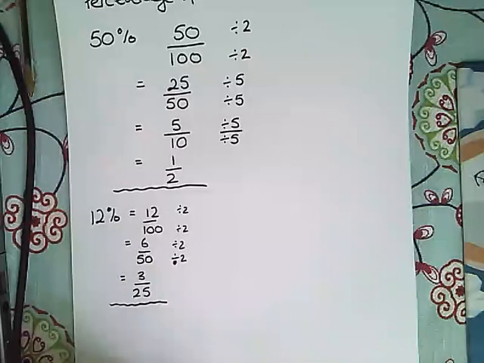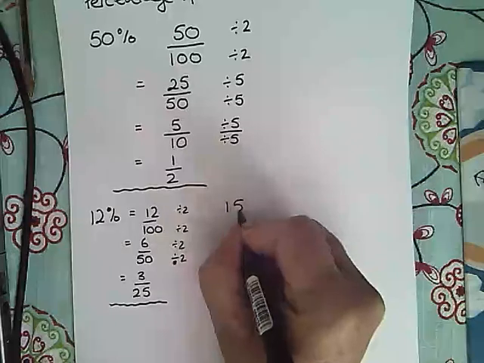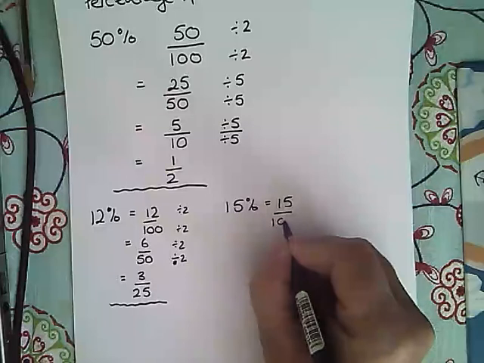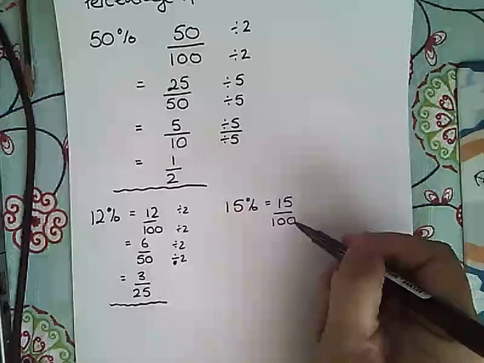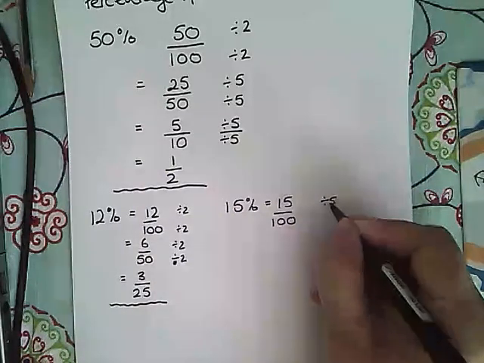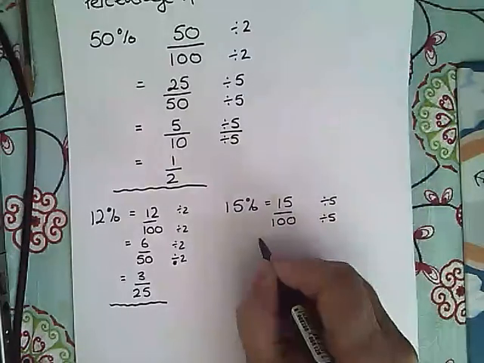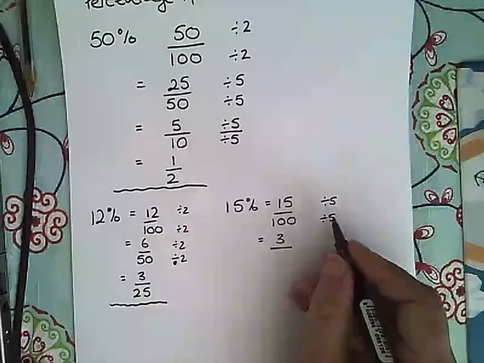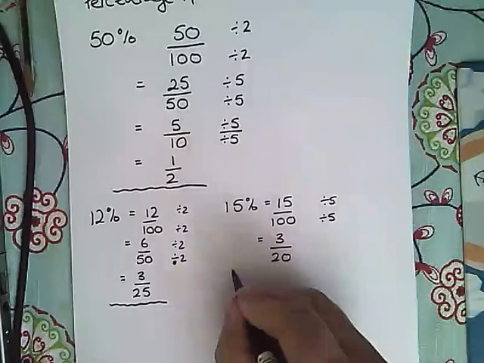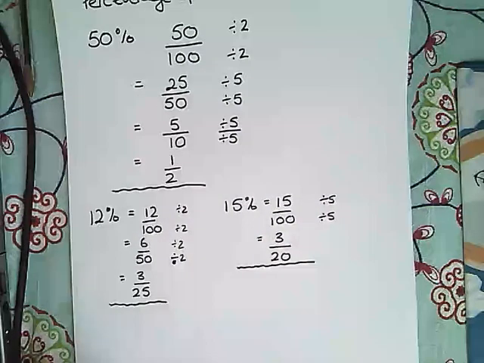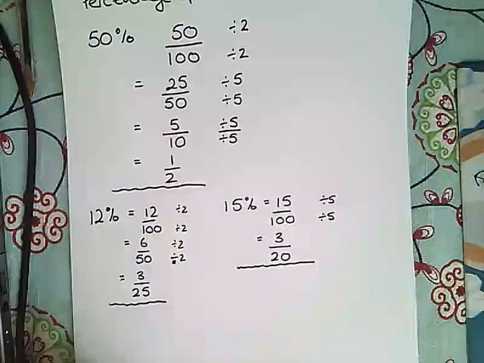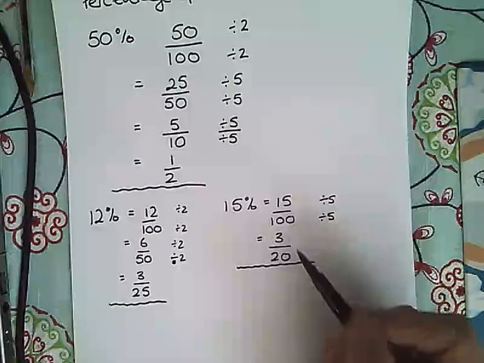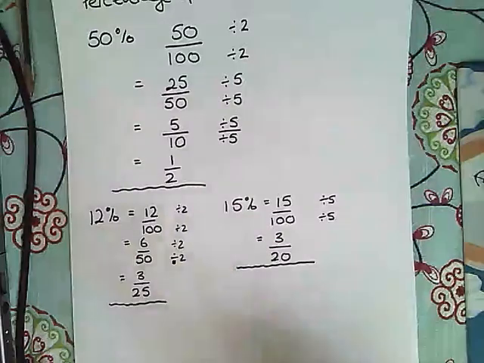If I had 15%, first of all I write it as 15 out of 100. Because it ends in a 5 and ends in a 0, I can divide by 5. Divide by 5. How many 5s are there in 15? There are 3. How many 5s are there in 100? There are 20. And again, I can't cancel that down any further. That's the most simple that fraction can be, because 3 is a prime number. It only has factors 1 and 3, and 3 does not go into 20.